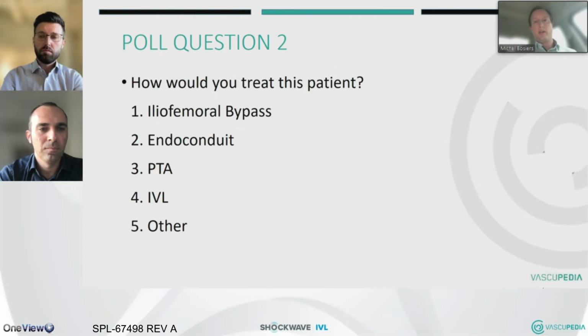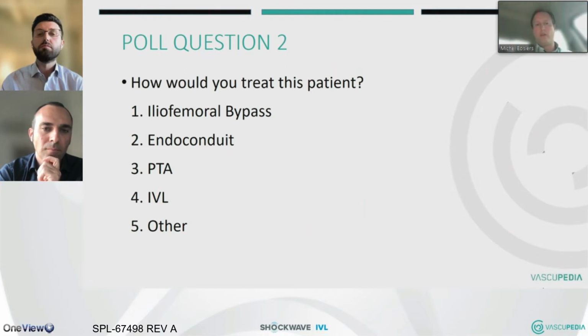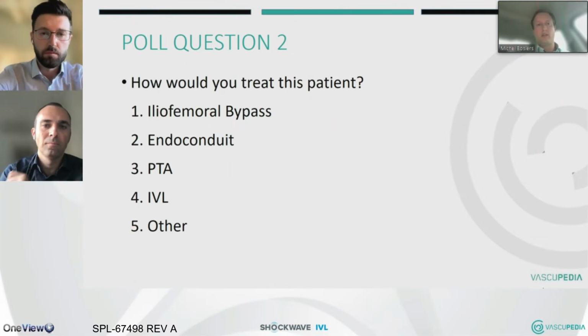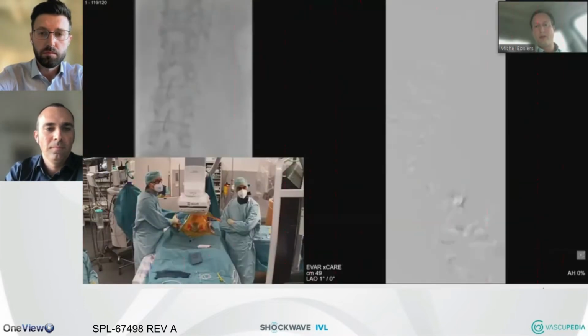So another poll question is, how would you treat this kind of patient? She needs a branched endograft. The lowest profile is 18 French. So would you opt for an iliofemoral bypass? Would you go for an endoconduit or this paving and cracking technique? Would you just use a random POBA balloon to do the PTA? Would you use IVL in this case, or are there any other measures you would use in this patient? I'm going to continue while you answer this question by showing you what we did.